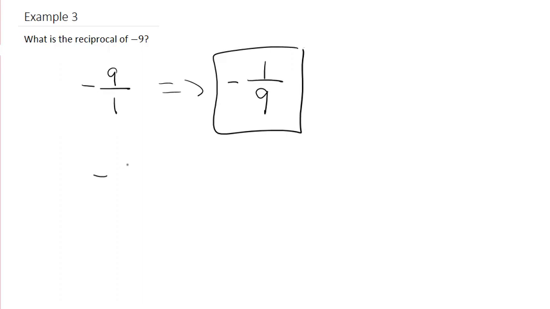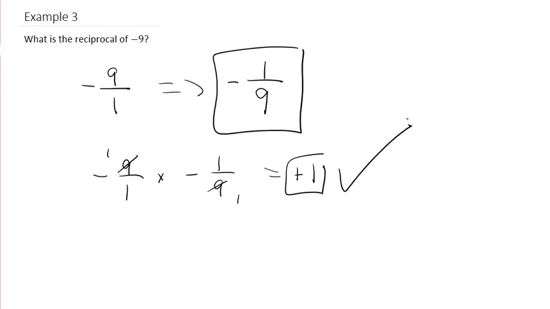And we can verify this by going -9/1 times -1/9. These would cross out and equal 1, and then we have 2 negative signs, so this is equal to +1. So this checks out. So -1/9 is a reciprocal of -9.